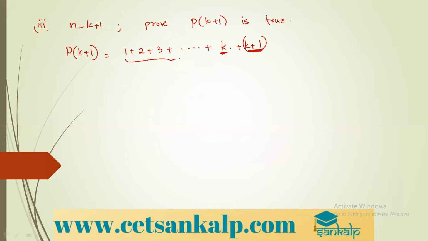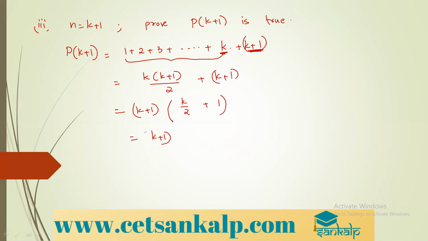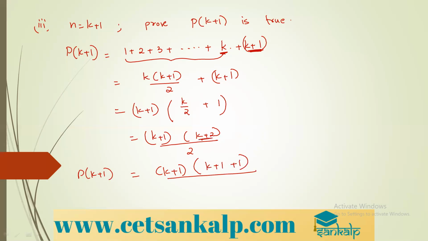So 1 plus 2 plus 3 up to k, I can use k into k plus 1 by 2 plus k plus 1. Now what I will do, I will take k plus 1 common. What will I have? k by 2 plus 1, because I have taken k plus 1 common. That means I have k plus 1 into k plus 2 by 2. So this P of k plus 1, I can write it as k plus 1 into k plus 1 plus 1 by 2. Instead of writing k plus 2, I'm writing k plus 1 plus 1 by 2.